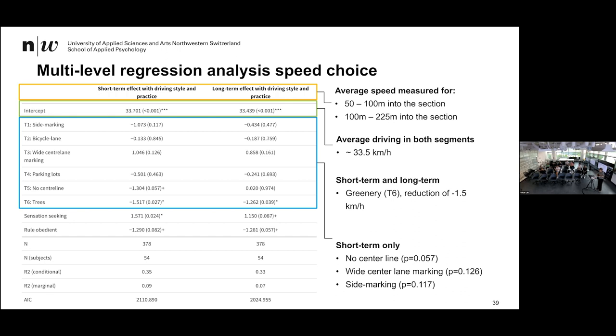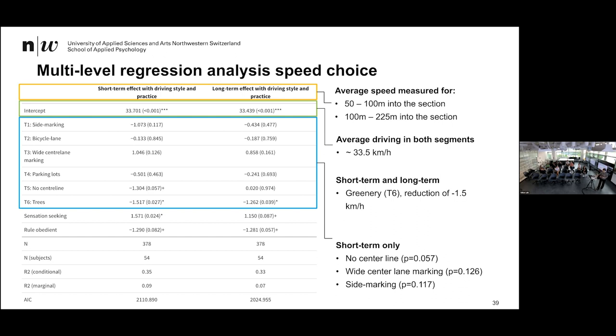And you can see here, similarly, for the long-term effects only the trees lead to a 1.2 kilometers per hour reduction in speed, small but significant. If you look at data on car accidents and severity of car accidents, this would also make a difference. So it's small, but still noteworthy. And for the short-term effects, we have somewhat larger effects for the omission of the central line, and here it's indicated what the side marking is. We're also controlling for sensation seeking and rule obedience, just as side information, also psychological aspects you need to consider.